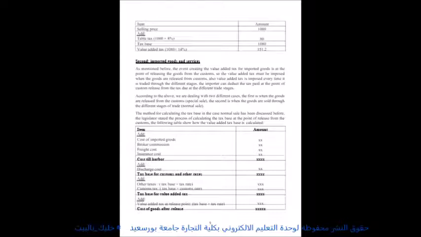The second type of goods is imported goods and services. As mentioned before, the event creating the value added tax for imported goods is the point of releasing goods from the customs. So the value added tax must be imposed when the goods are released from the customs. Also, value added tax is imposed every time it is traded through the different stages. The importer can deduct the tax paid at the point of customs release from the tax due at the different trade stages. In order to calculate the value added tax in the case of imported goods, you have to follow the following schedule. It is very, very, very important.